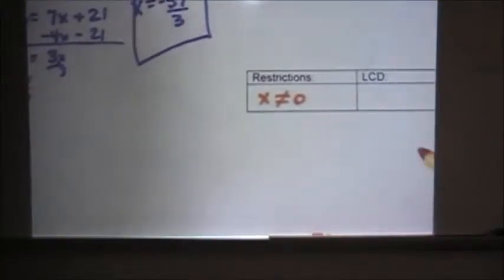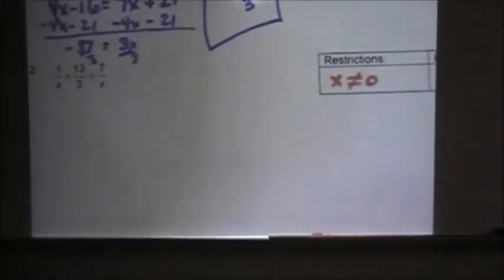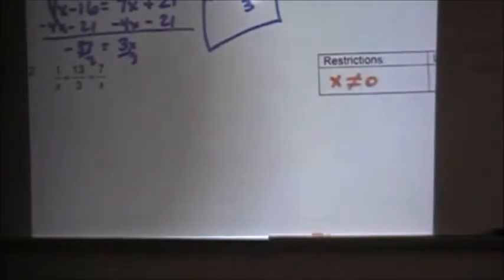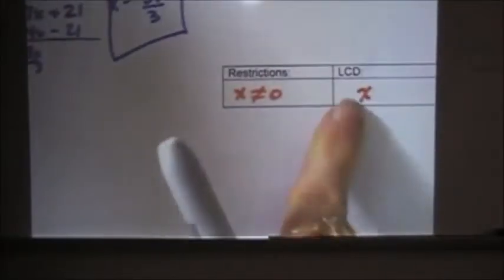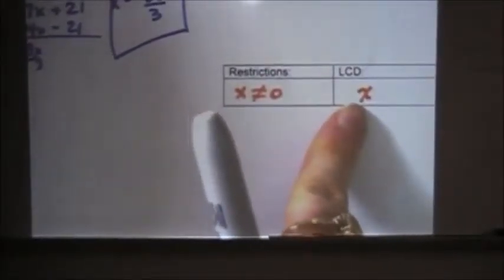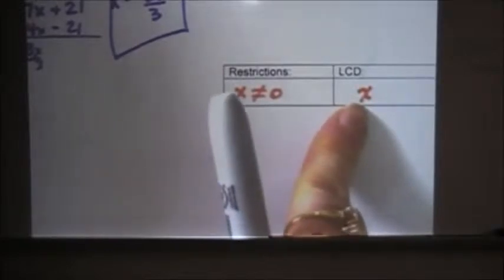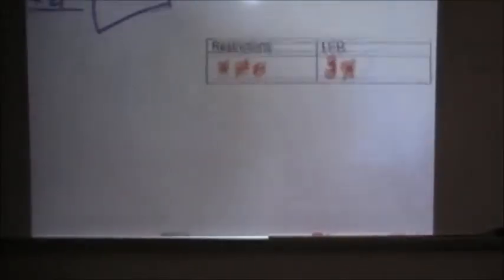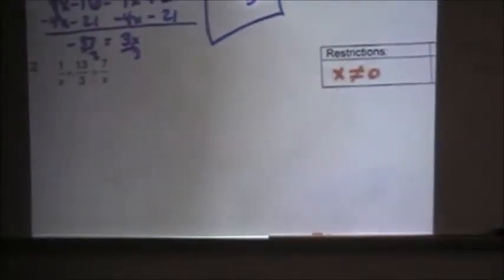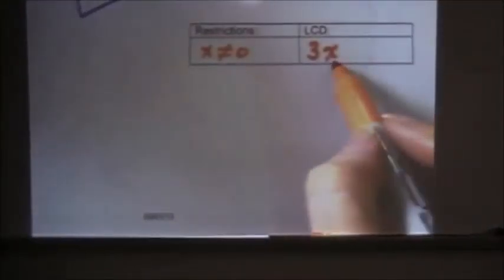Now we're going to find our LCD, going fraction by fraction. My first denominator has an x in it, so I'm going to put that in the box. I can't change it, I can't get rid of it, so it has to go in the box. My second fraction has a 3 in it. That has to go in my box, because I can't change it, can't get rid of it. My final fraction has an x, but I've already put an x in the box.